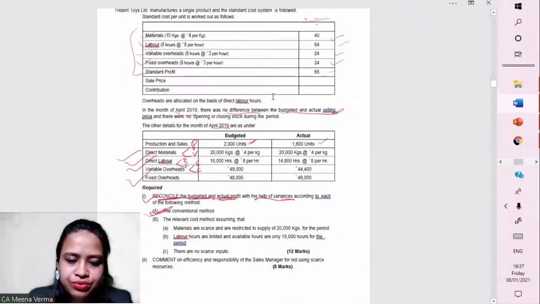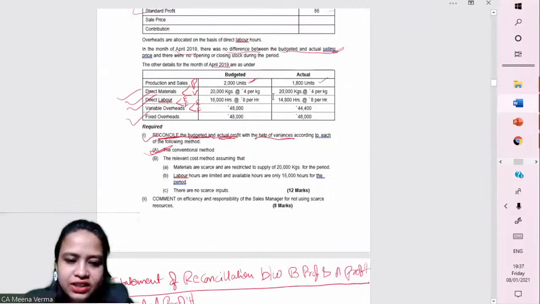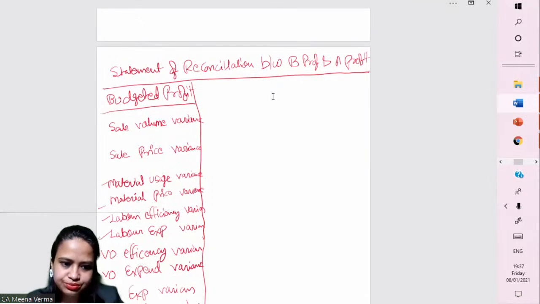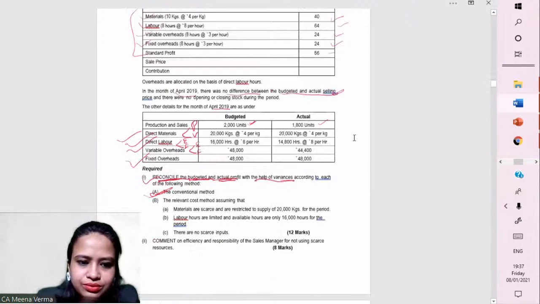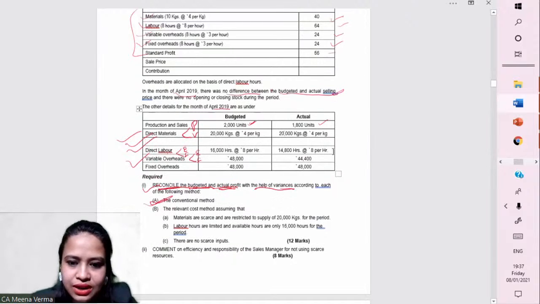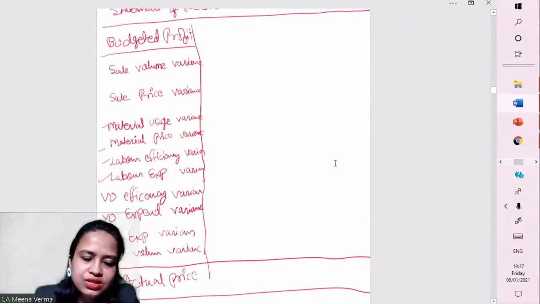Now, if you read the question, try to first write these formulas so that it will be easy for you to find the information which you want to solve the question. Like you have to find the standard price, actual price, the standard rate, actual rate, the standard cost per unit, actual cost per unit. We want all these things to find these variances.